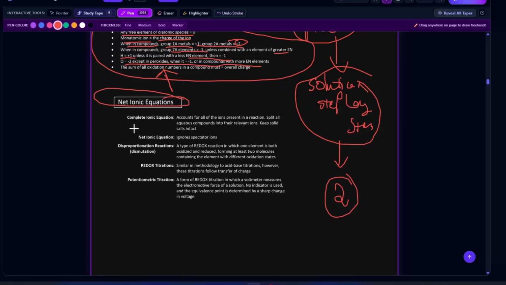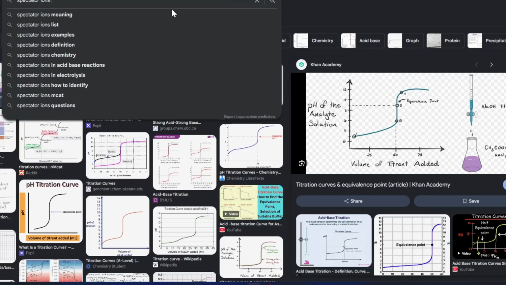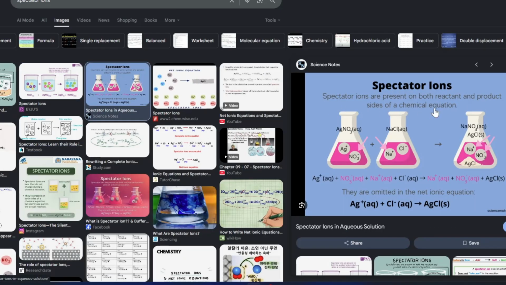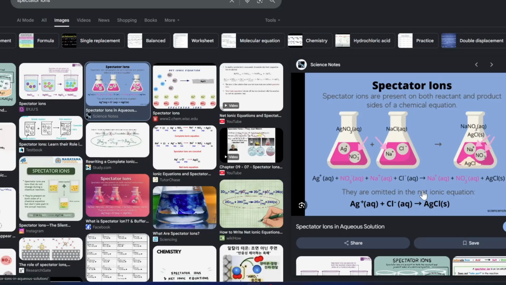Okay, for net ionic equations, the complete ionic equation accounts for all ions present in a reaction. Split all aqueous compounds into their relevant ions, keep solid salts intact. A net ionic equation is when you ignore spectator ions. Spectator ions are present on both the reactant and product sides of the chemical equation, so they are omitted in the net ionic equation. This is a good example. Complete is showing everything, all the ions. Net ionic equations only show the ones that are not spectator ions.